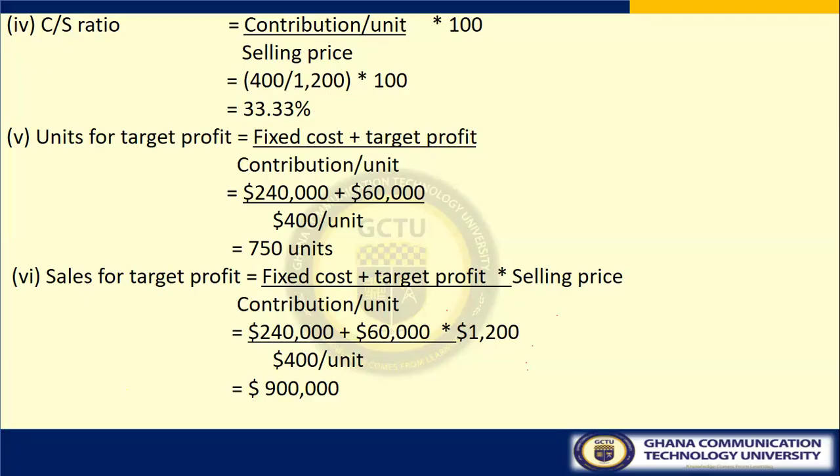750 units. Then sales for target profit is the units for target profit times the selling price. So 750 units times $1,200 will give you $900,000. Very simple. As I told you, this type of concept involves a lot of formulas, so just be familiar with the formulas. That is all. Then you apply them accordingly, according to the questions.